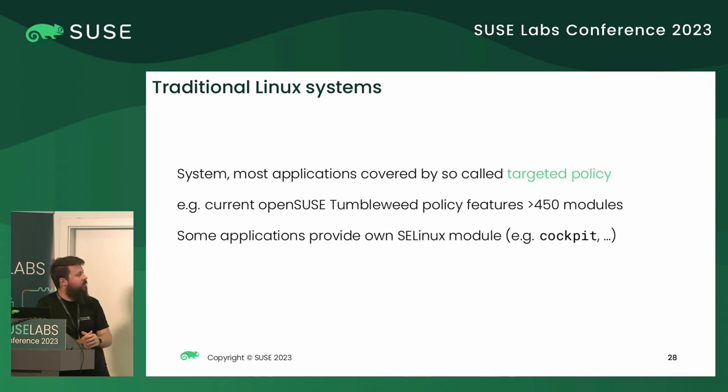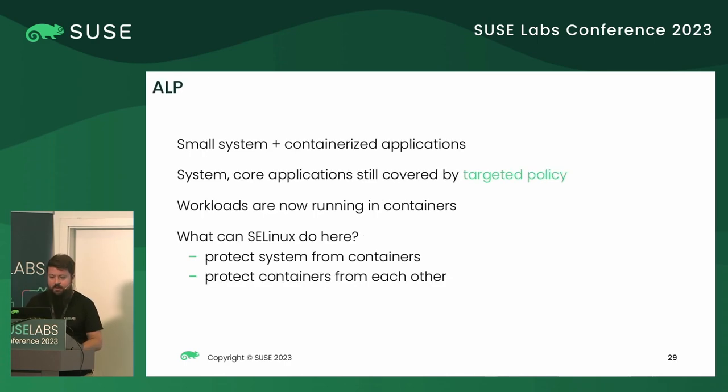So for example, on our current SELinux policy that we have on Tumbleweed, we have over 450 modules that target as many or more applications. But some applications also provide their own SELinux module, for example, Cockpit for some reason. But this is just to say an order of magnitude of what a typical policy, desktop or server policy, is like on a traditional system. And this all works, let's say, right?